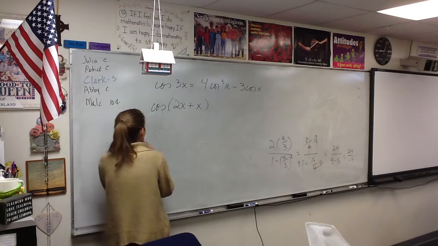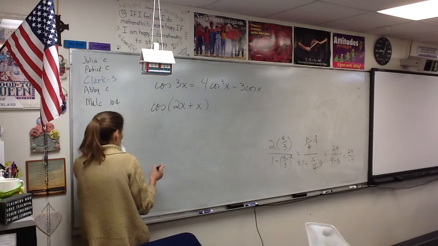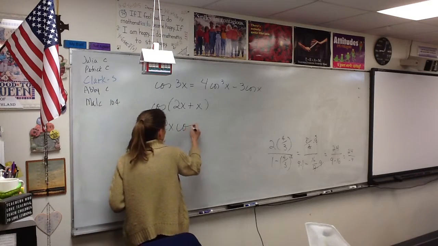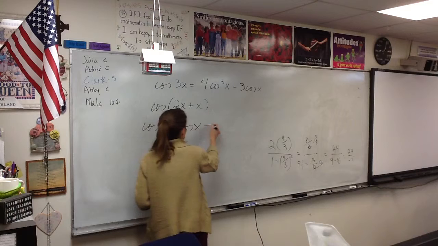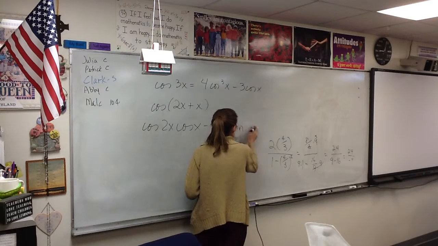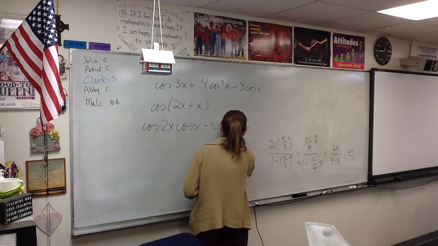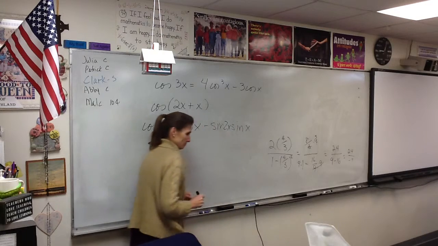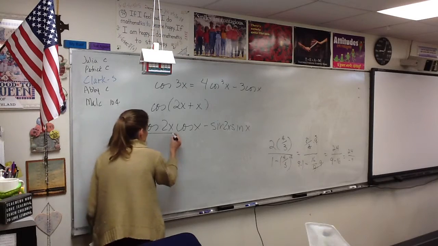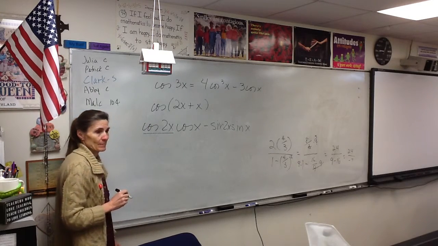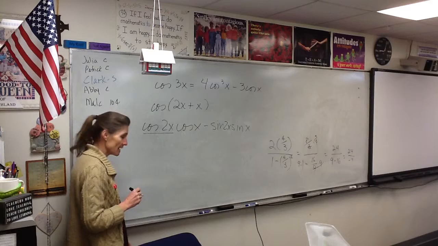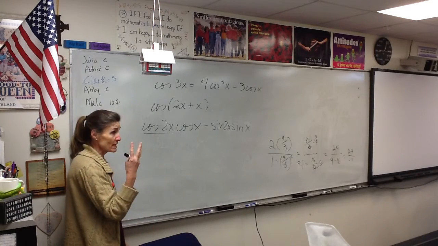Now, do we have a formula that helps us deal with the cosine of a sum? Yes. And that formula says we take the cosine of the first times the cosine of the second, minus the sine of the first, sine of the second. Is that okay? Now, what about this? Is that on my purple sheet? Yes. In fact, that's the one that's on there 3 times.